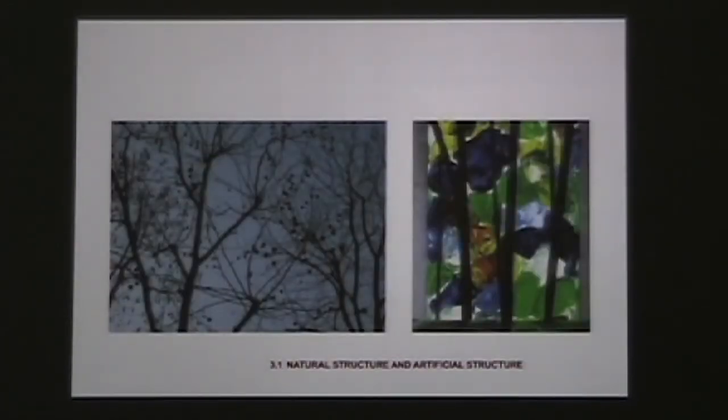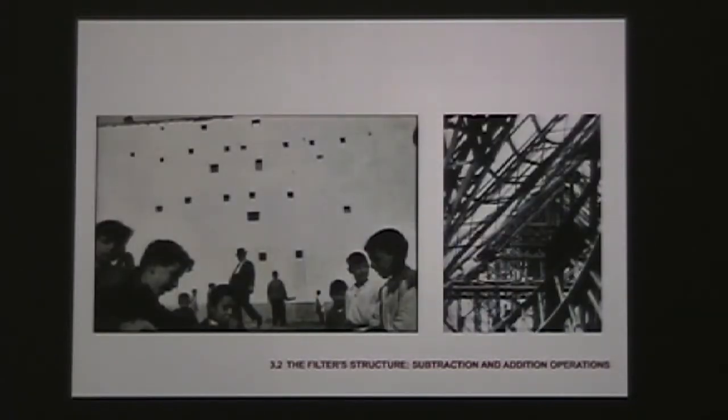The first one of these deals with the natural structure and the artificial structure, and how sometimes natural filters become architecturalized and architectural filters become naturalized. The next one has to do with the structure of the filter. And then I focus on the concepts or the strategies of the subtraction and the addition. Those two operations will lead from now on in the research any generation of a filter.